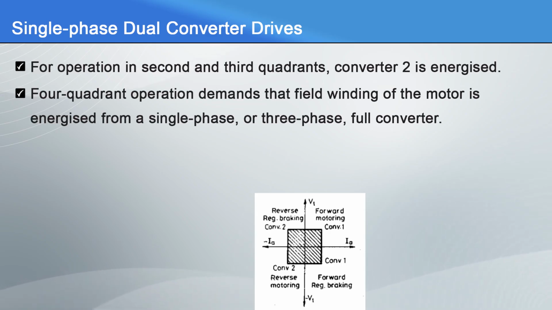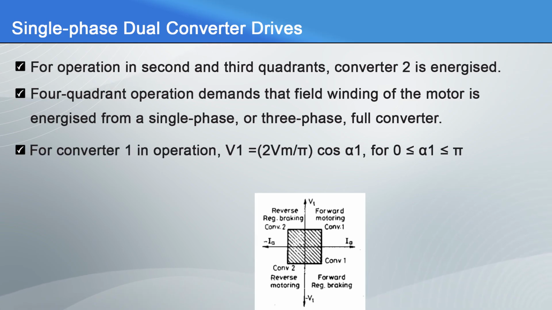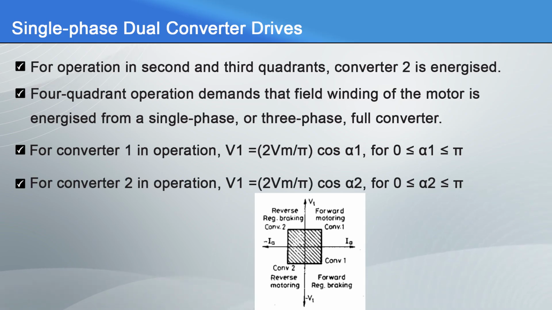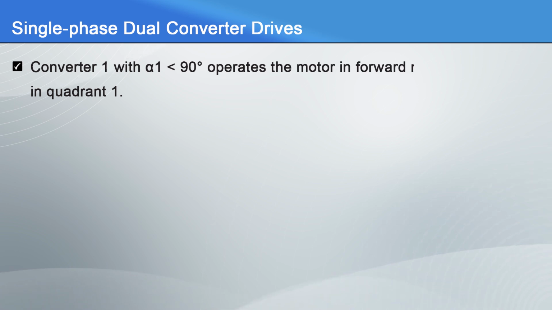4 quadrant operation demands that the field winding of the motor is energized from a single phase or 3 phase full converter. For converter 1 in operation, V1 is equal to 2 Vm upon pi cos alpha 1, and for converter 2 in operation, V2 is equal to 2 Vm upon pi cos alpha 2, where both alpha 1 and alpha 2 lie between 0 and pi. Converter 1 with alpha 1 less than 90 degrees operates the motor in forward motoring mode, that is, the first quadrant.